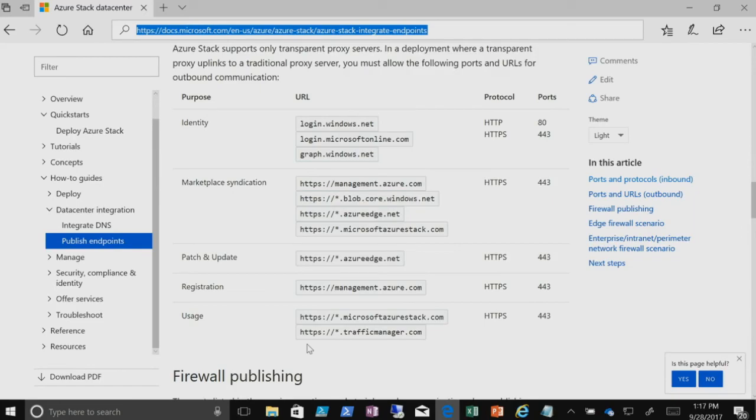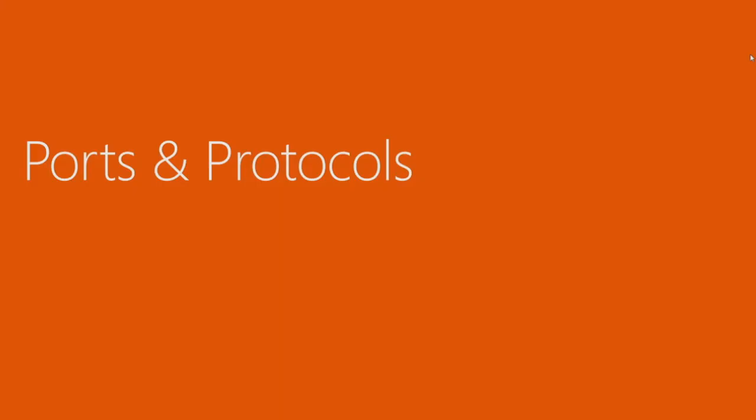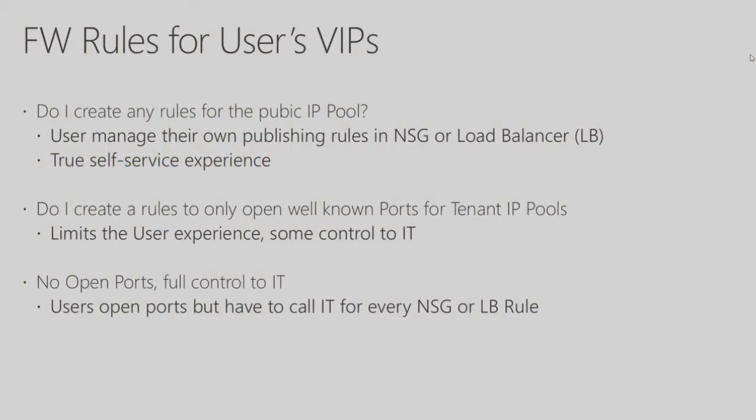Let me pause here because this should raise a couple of questions in your mind. How do I manage firewall rules for my tenants? Great, Microsoft, that you gave us all the ports and rules for the infrastructure endpoints to reach the portal and to reach ARM, but what's the best practice to control access to my user endpoints? Users in Azure do manage their own networking firewall rules. So when you're in Azure or in Azure Stack and you configure a load balancer or a network security group, you manage your own rules.